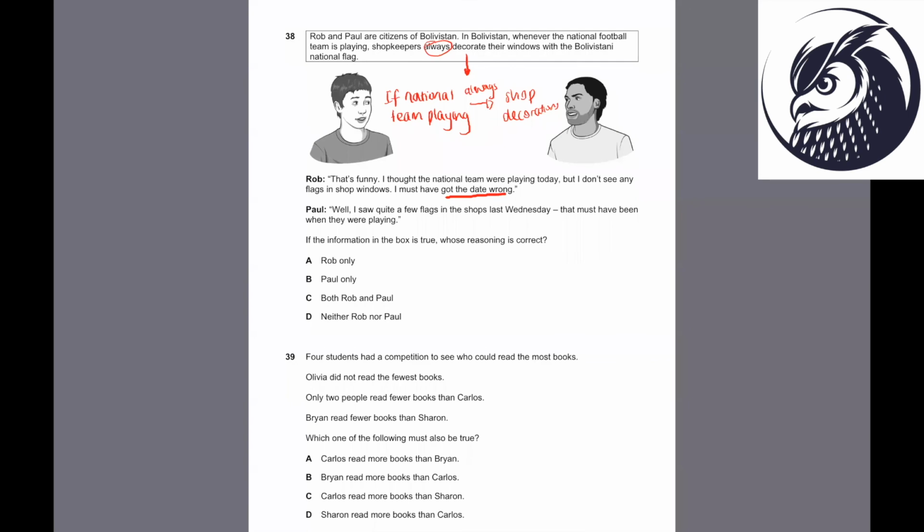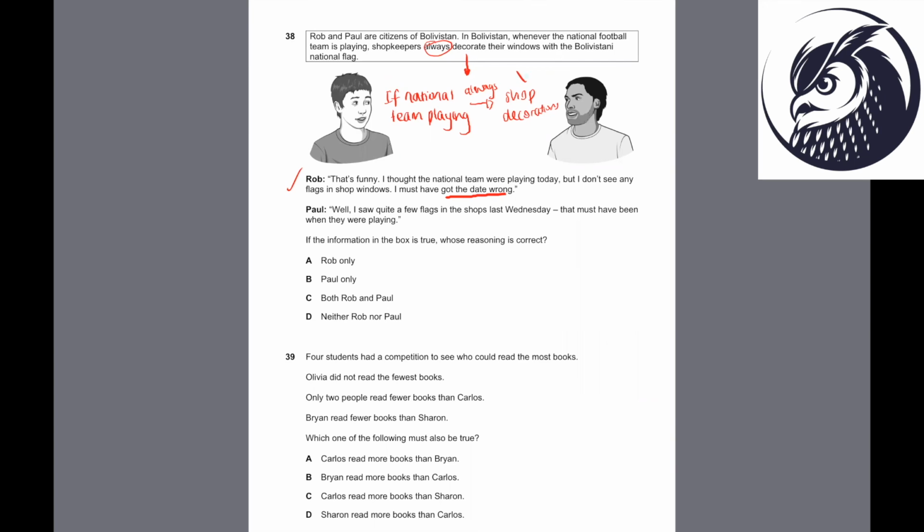And remember, if the national team plays, there will always be shop decorations. So if there weren't shop decorations, then the national team was not playing. Okay, so if this is not true, then this is not true as well. So Rob's statement is actually correct, since we know that the shopkeepers always put up decorations if the national team is playing. So if the shopkeepers have not, then the national team must not have been playing, and Rob did get the date wrong. Okay, so Rob's statement is true.